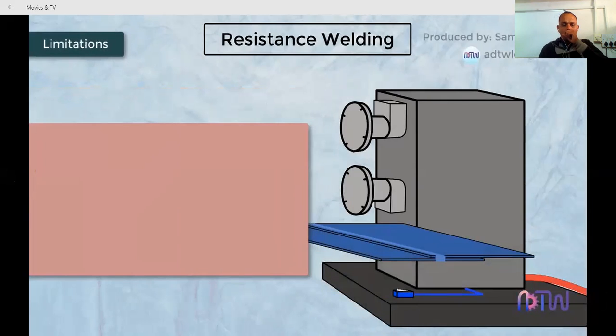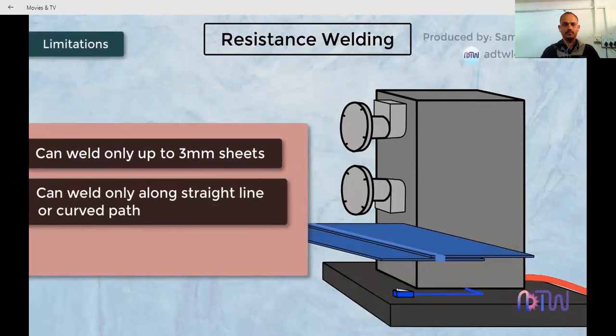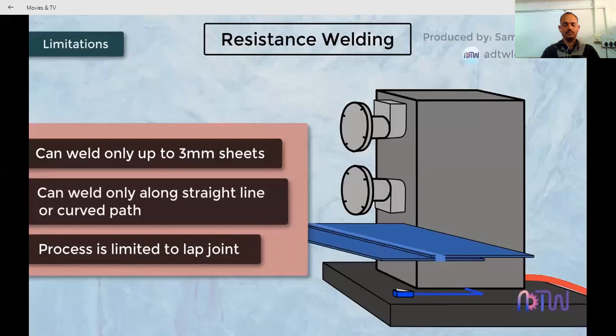Limitations of seam welding. The welding process is suitable for thin sheets only up to a thickness of 3 mm. Since the electrodes are in the form of rollers, they can weld only along a straight line or a gently curved path. The process is limited to lap joints.